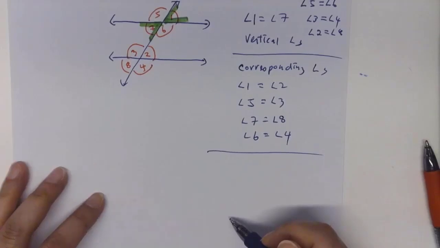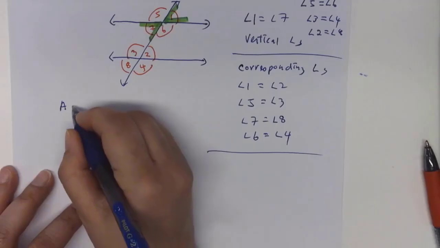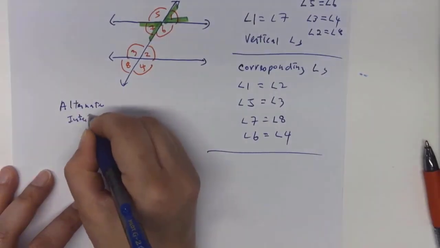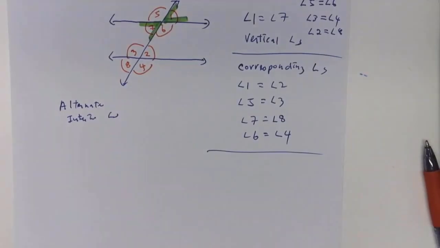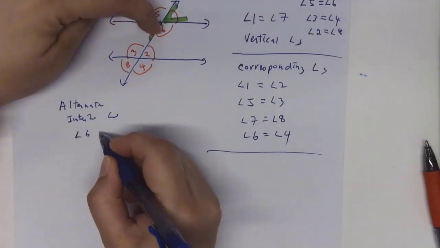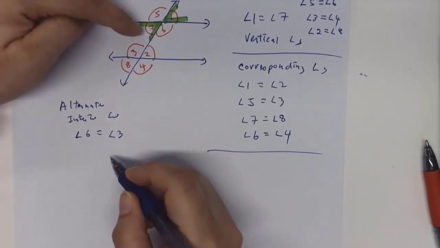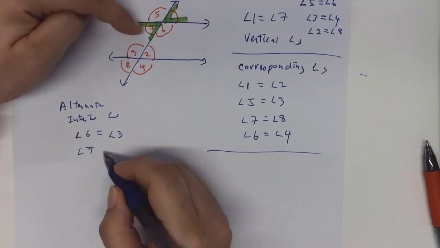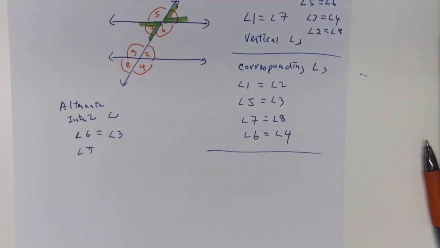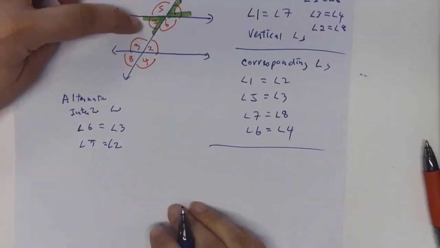All right, so what else did we have? How about alternate interior angles? Alternate means two different sides, right? Interior means inside of the parallel lines. If we have 6, the other one would be 3. If we have 7, alternate but interior, inside of the parallel lines, 7 and 2. Okay.